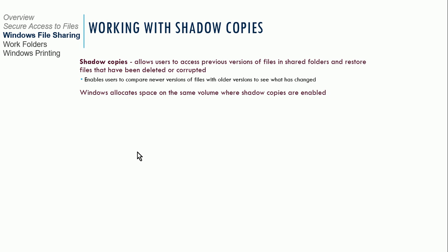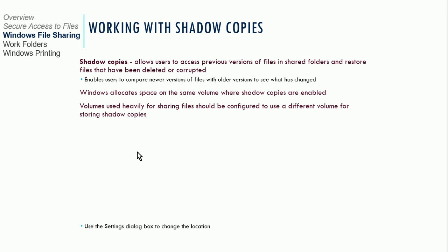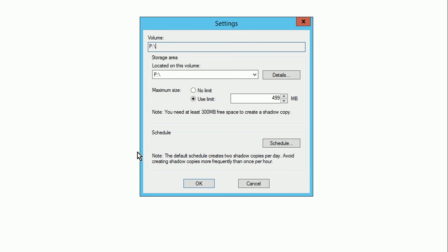Windows will allocate space in the same volume automatically where shadow copies are enabled. So if you enable this, the shadow copies by default are going to be on that same volume, but you could move it to a different volume. So you can have a different volume just for the shadow copies. You can use the settings dialog box to change the location, which is going to look like this. So you can change where that shadow volume is going to be.